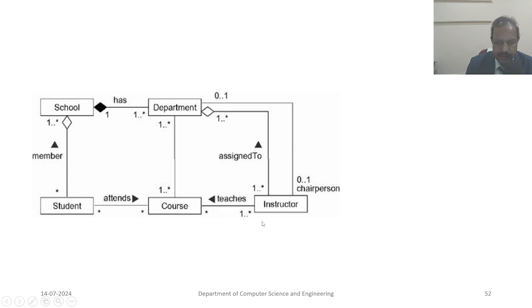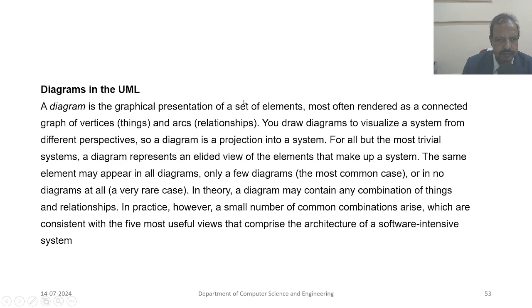Similarly, the relation between course and instructor: an instructor teaches a course. Course means the subject he is teaching. And coming to the department and instructor, the department has instructors. Department is an aggregation of a number of instructors, and the instructor is associated with the department. This is the chairperson. These are the things, and one-to-one, one-to-many, all things we can depict here.